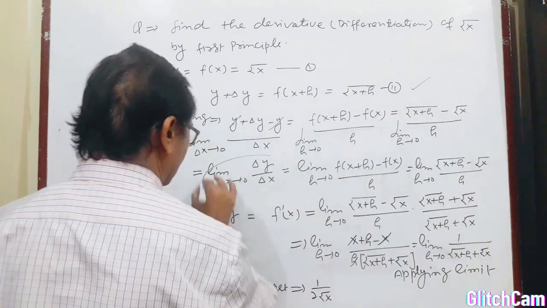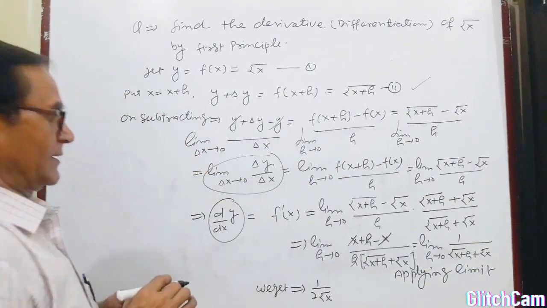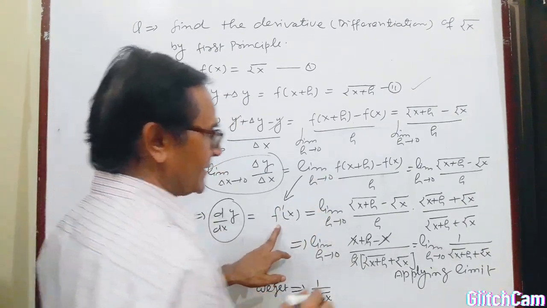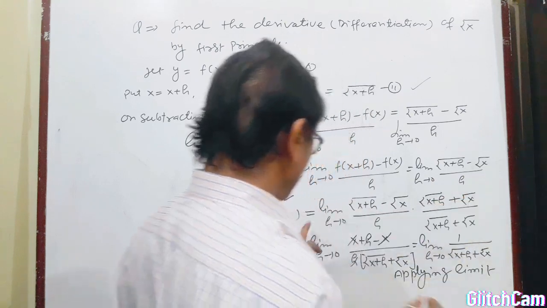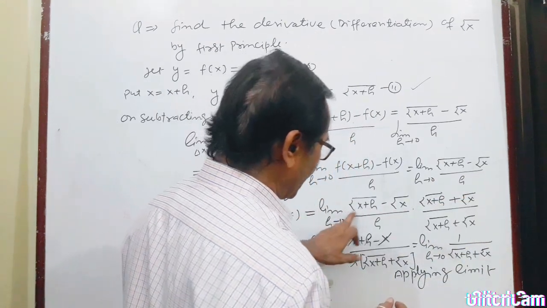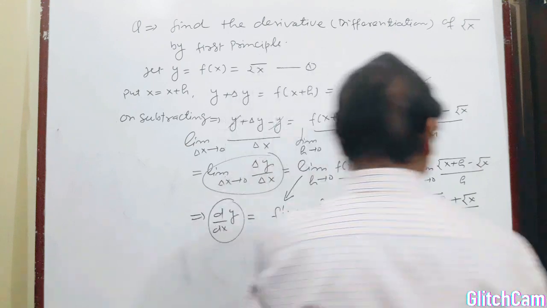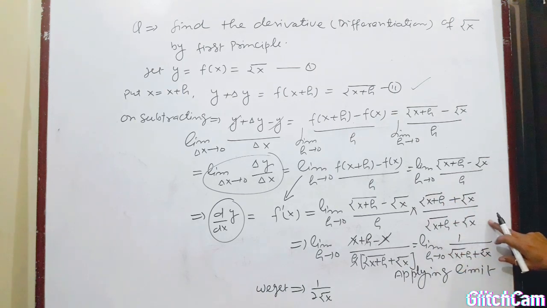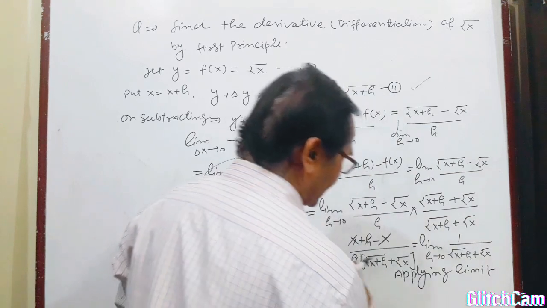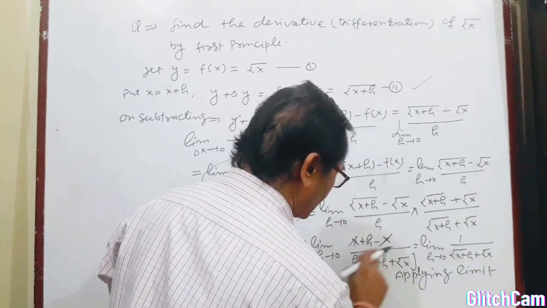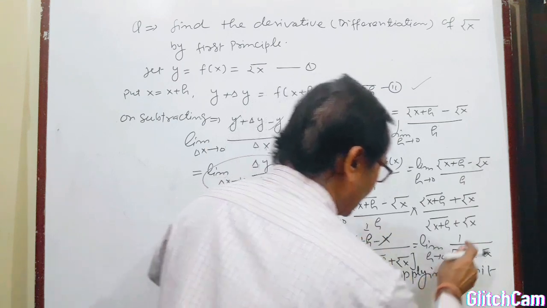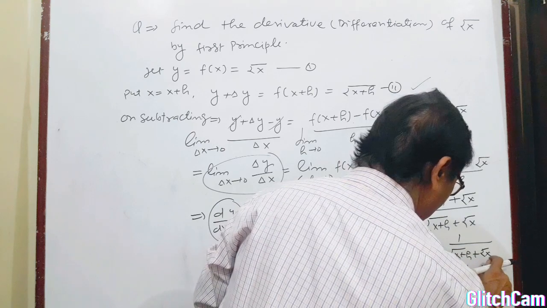It is also known as d/dx of y. It is the first principle, known as f dash x. We observe the limit, h tending to 0 of root of x plus h minus root x upon h. We rationalize, so we multiply by root of x plus h plus root x in numerator and denominator. We solve it and get the value of the limit h tending to 0. x will be cancelled, h will also be cancelled. It is 1 upon root of x plus h plus root x.